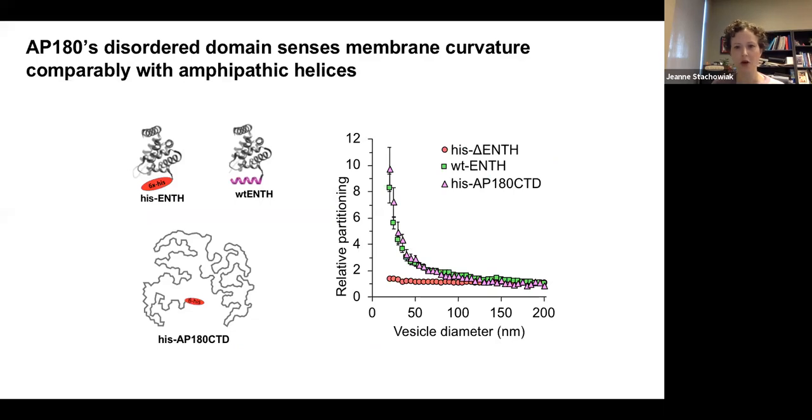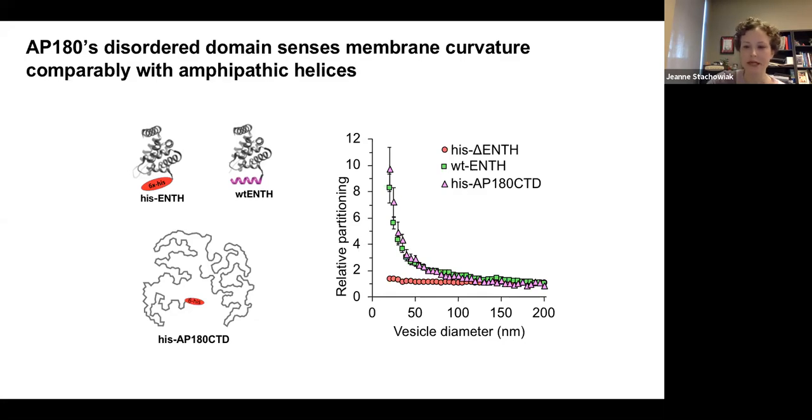So all this can be quantified by analyzing the images and applying some statistics. And so here you can see that the control protein here that doesn't have the inserting helix isn't very sensitive to curvature, pretty much the same partitioning across vesicles of all these different diameters. Whereas in contrast, this structured protein as well as the disordered protein are both roughly 8 or 10 times more likely to bind to a very small vesicle with, say, a 20 nanometer diameter than they are to bind to a flatter, bigger vesicle with a 200 nanometer diameter.